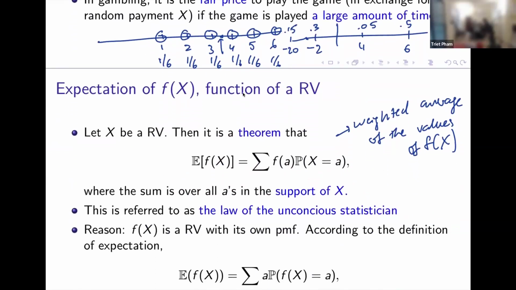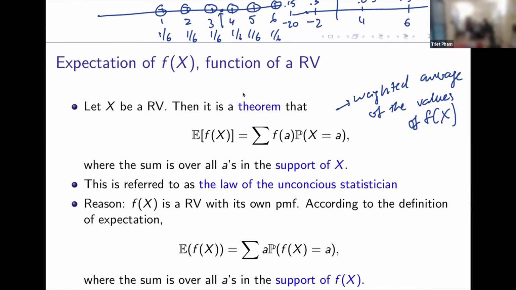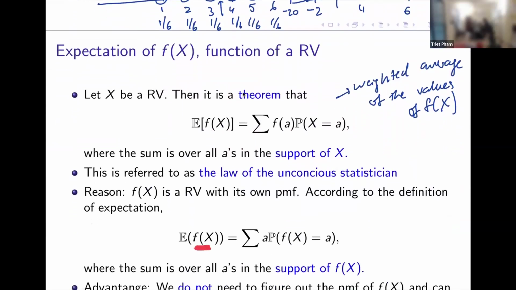Why? Because if it followed the definition of an expectation of a random variable, then you would need to multiply the values f can take with the probability it takes on those values. Note, this a is not meant to be connected with f of a in any specific way. It's just really all values over the support.